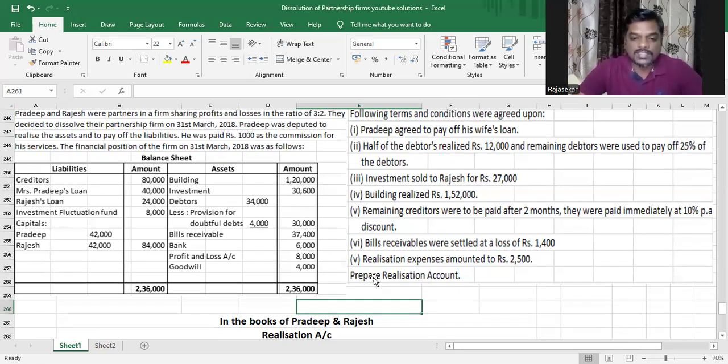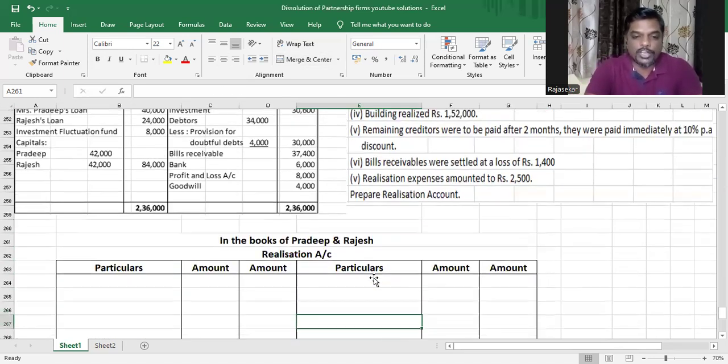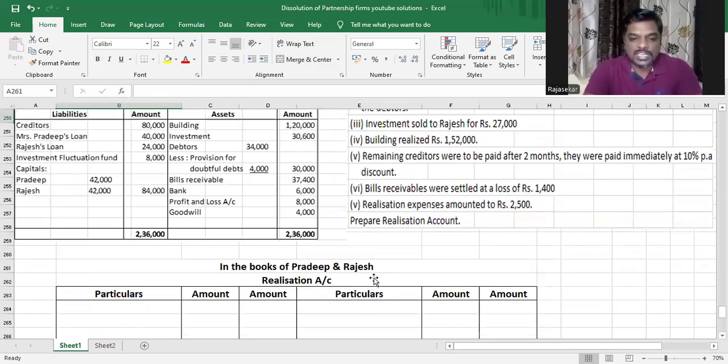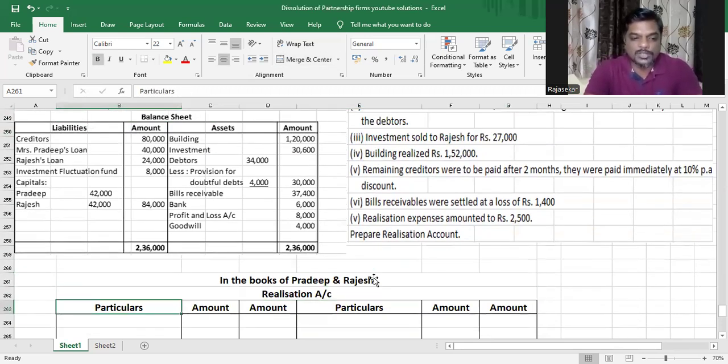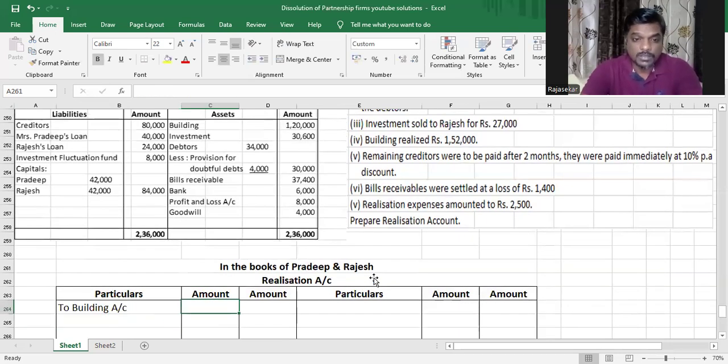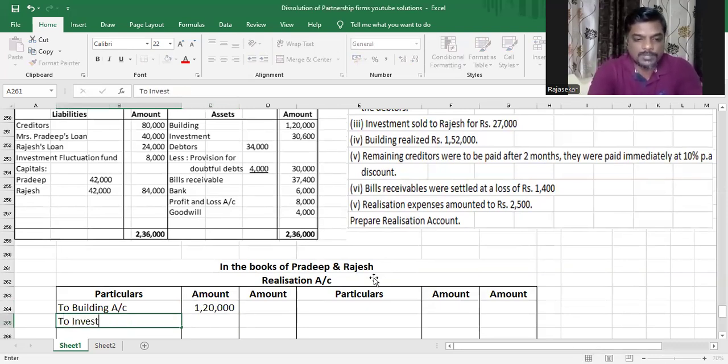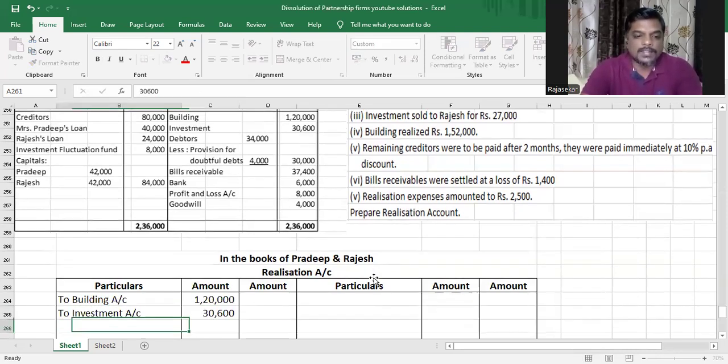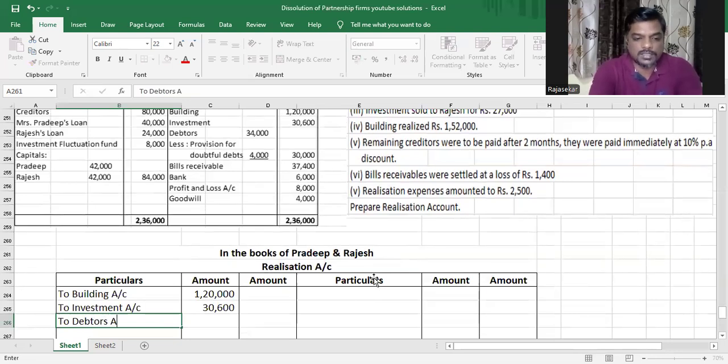Prepare the realization account. As I've already taught you before, when you're told to prepare the realization account, without even reading the adjustments, you can transfer all the assets and liabilities to the realization account, assets to the debit side of the realization account at their book value. So to building account, the amount here is 1,20,000, and then that is followed by to investment account 30,600, and then we have debtors, to debtors account.